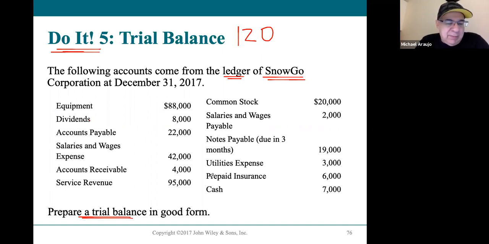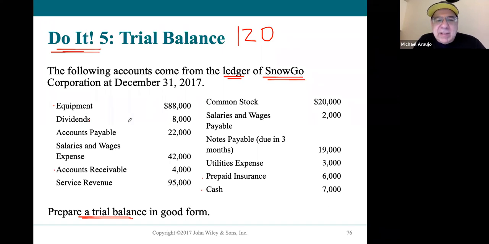But that shouldn't be a problem for you because you know your asset accounts by now, right? You know that equipment is an asset. You know that accounts receivable is an asset. You know that cash is an asset. You know that prepaid insurance is an asset. So you can identify the asset accounts. And then you have to think about chapter 2. What order would they be in the classified balance sheet? Certainly cash would be first. Accounts receivable would be second. Prepaid insurance would be third, and equipment would be fourth.